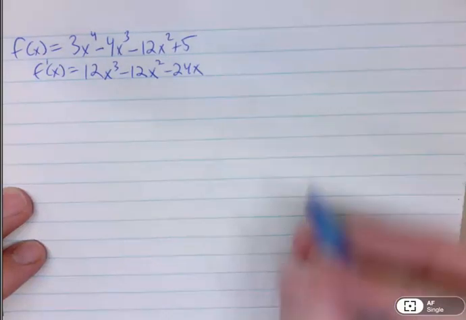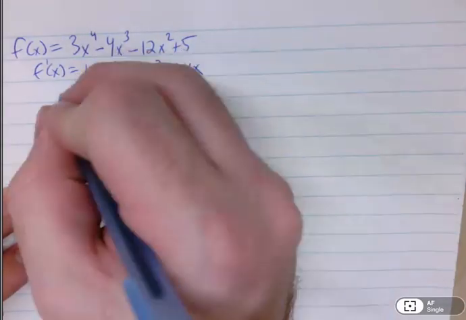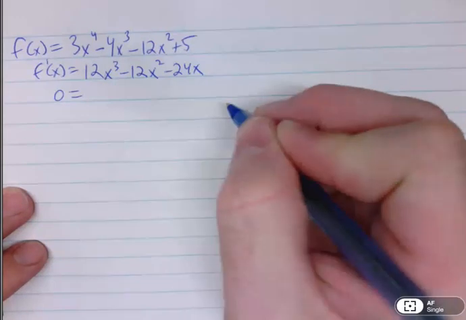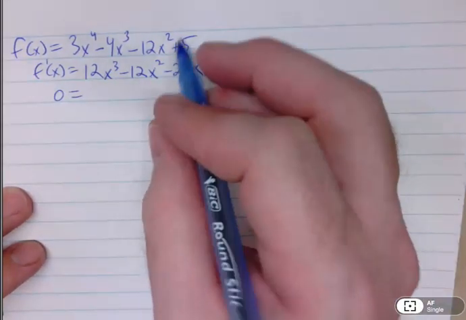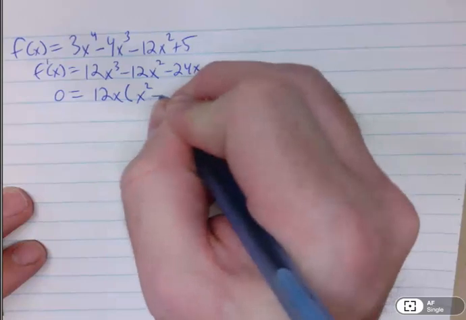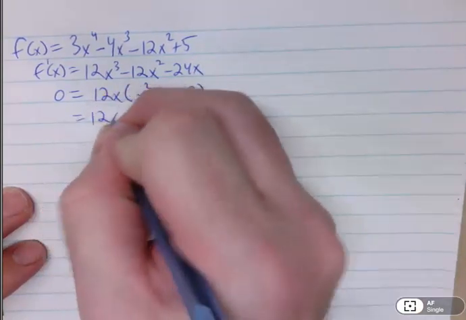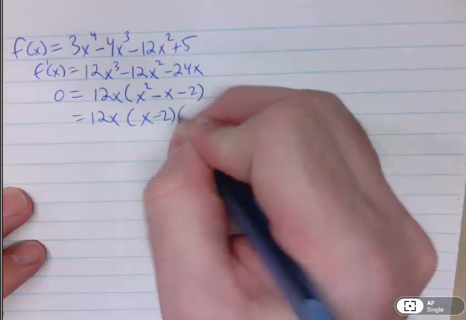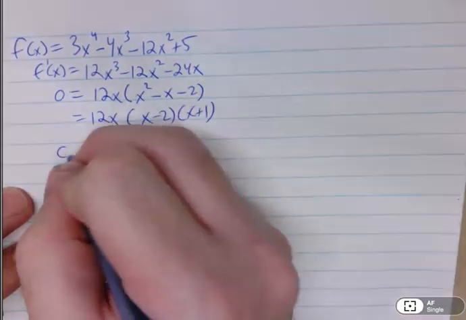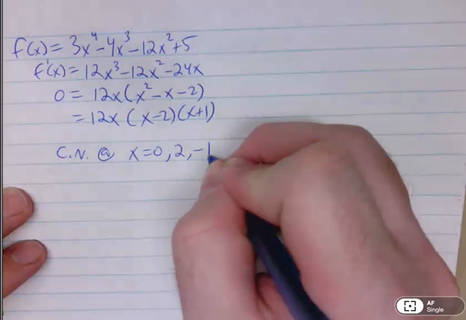And that takes care of that. And we need our critical numbers. So we'll set that equal to 0. And there's nowhere where this is undefined, so I really just care about when this is 0. So I'll take out a 12x, x squared minus x minus 2. So this is 12x, x minus 2, x plus 1. So I have critical numbers at x equals 0, 2, and negative 1.